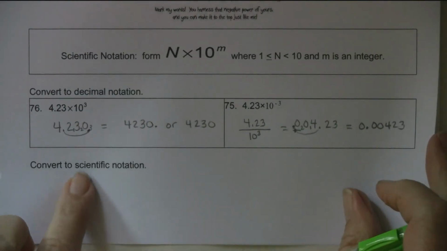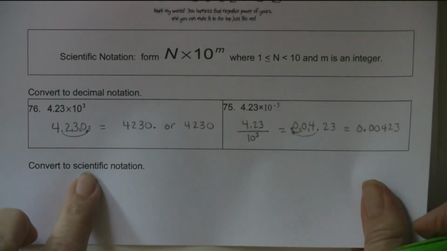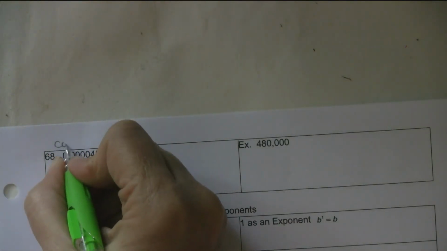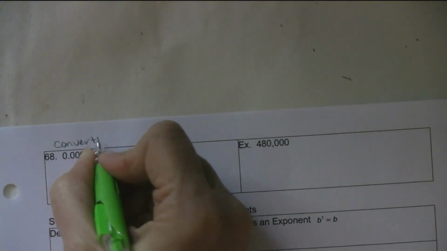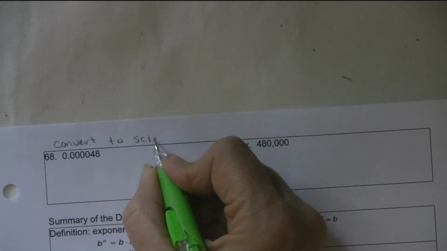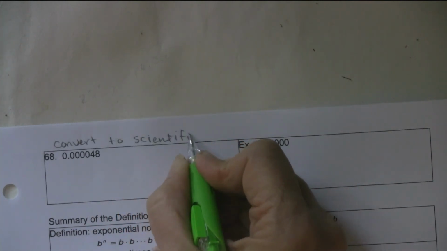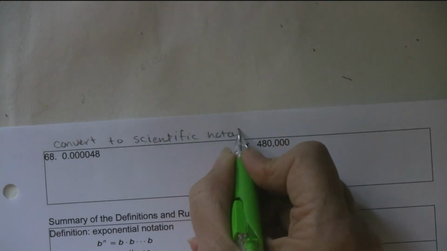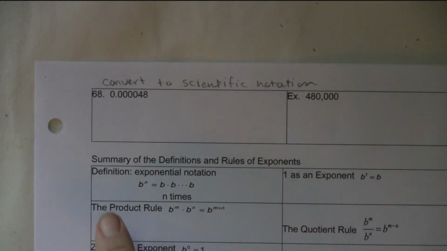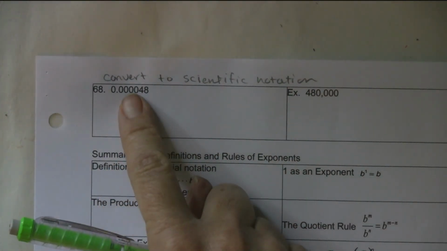So the directions have gotten on here from the next page, which is convert to scientific notation, right? So that's what the directions were here. I think that it's probably okay on yours because yours was a PDF. Convert to scientific notation. And so this is a number that's really, really small.